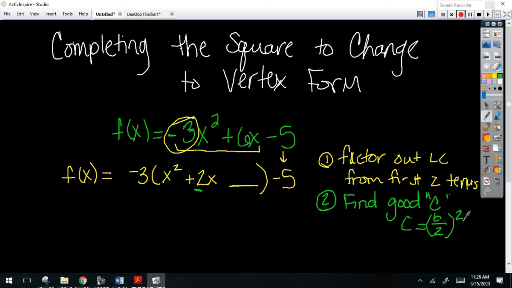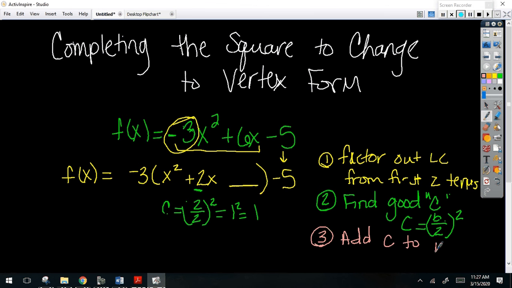All right? So if I come over here to my equation, my C is going to be take 2, which is the B, divide it by 2, and square it. All right? So I get 1 squared, which is 1. Okay? Now what I want to do is I want to take that good C and I'm going to add the C to my parentheses.